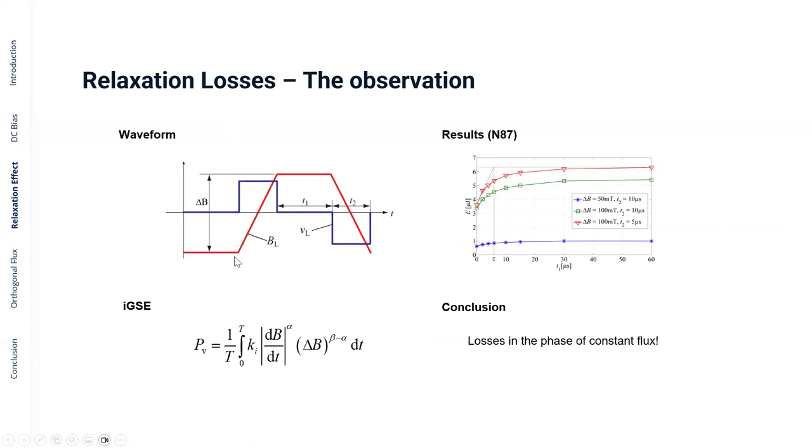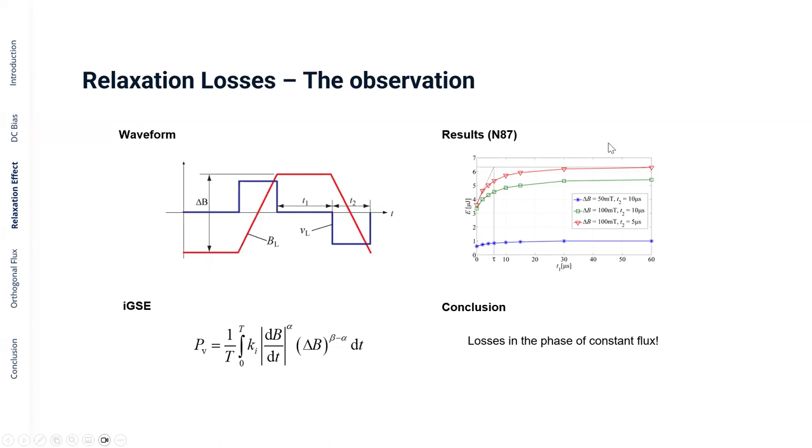For instance, in a dual active bridge, you have a waveform where you have some phases of constant flux, then you have a change in flux, again constant, and so on. Now again, we go back to the improved generalized Steinmetz equation, and we think, well, what kind of losses would you expect based on this equation? You can say, well, you have losses in the part when the flux ramps up or the flux goes down, but you will not have core losses in the phase of constant flux as shown here or here.